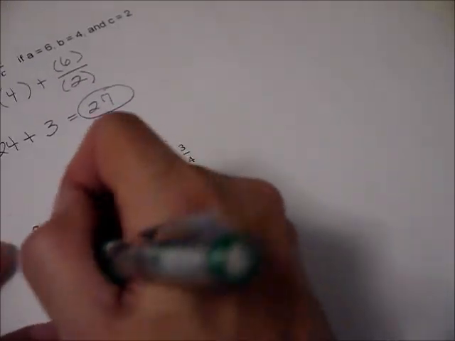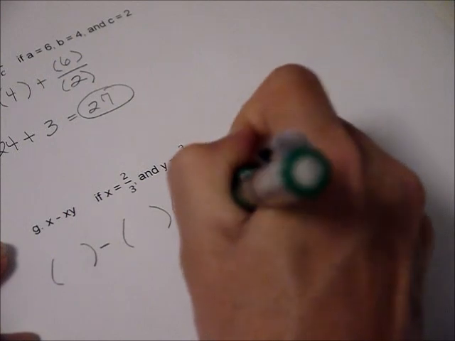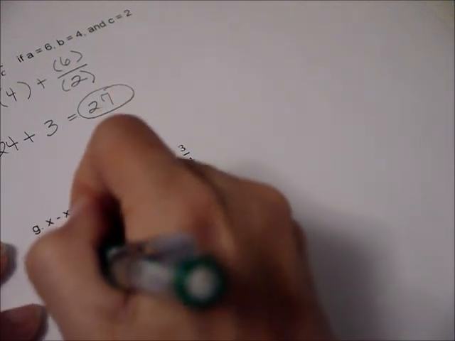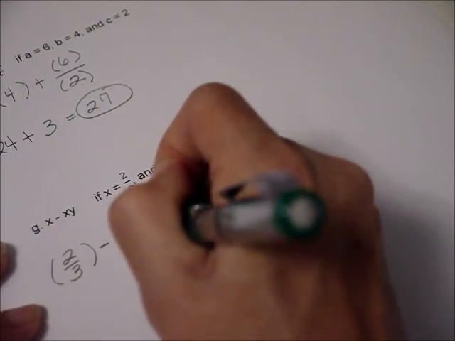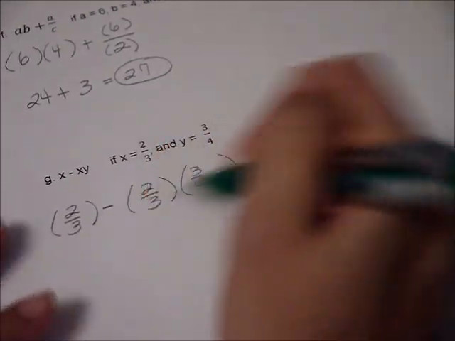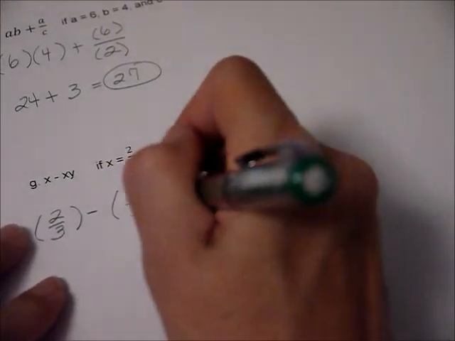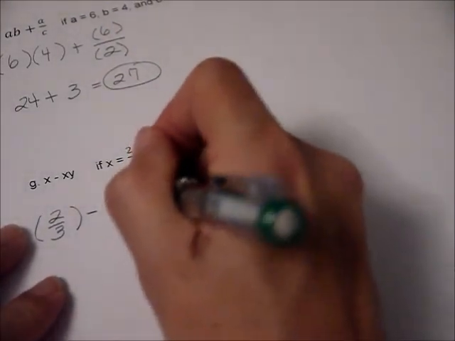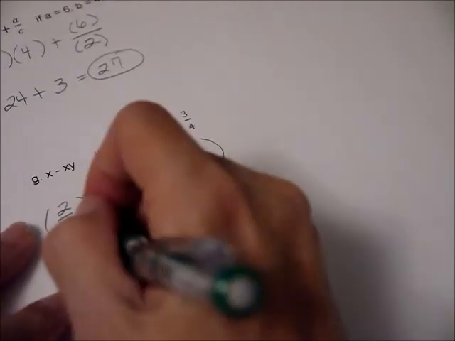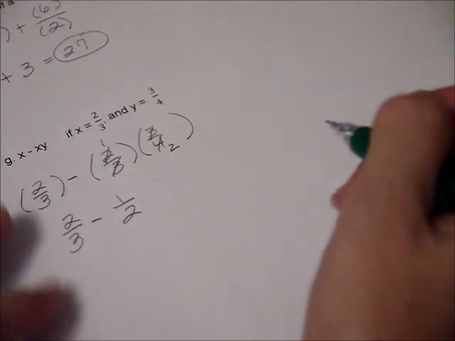And now we got some fractions. Yay, right? Alright, so they were pretty nice to us. We go to multiplication first, and I see that these can cross cancel. So that's really 2/3 minus 1/2.